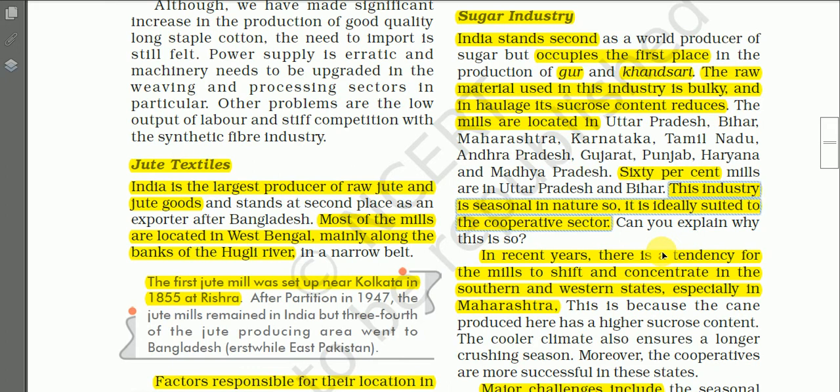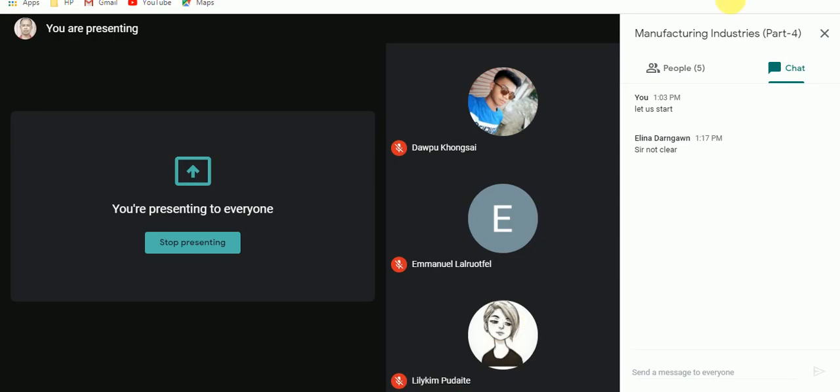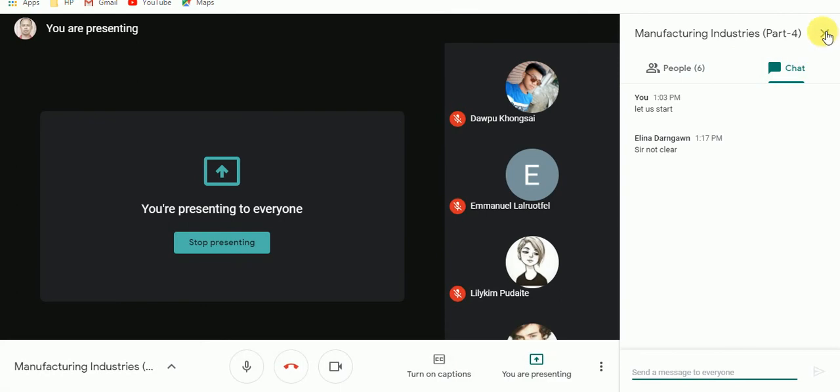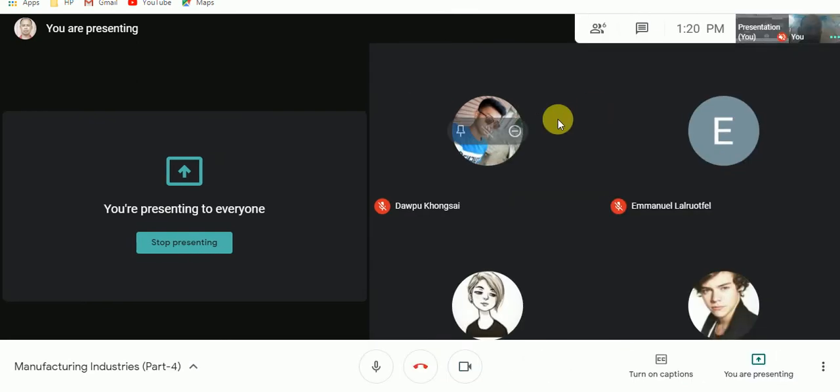Do you know what you mean by cooperative sector industry? Anybody who knows what is cooperative sector industry?